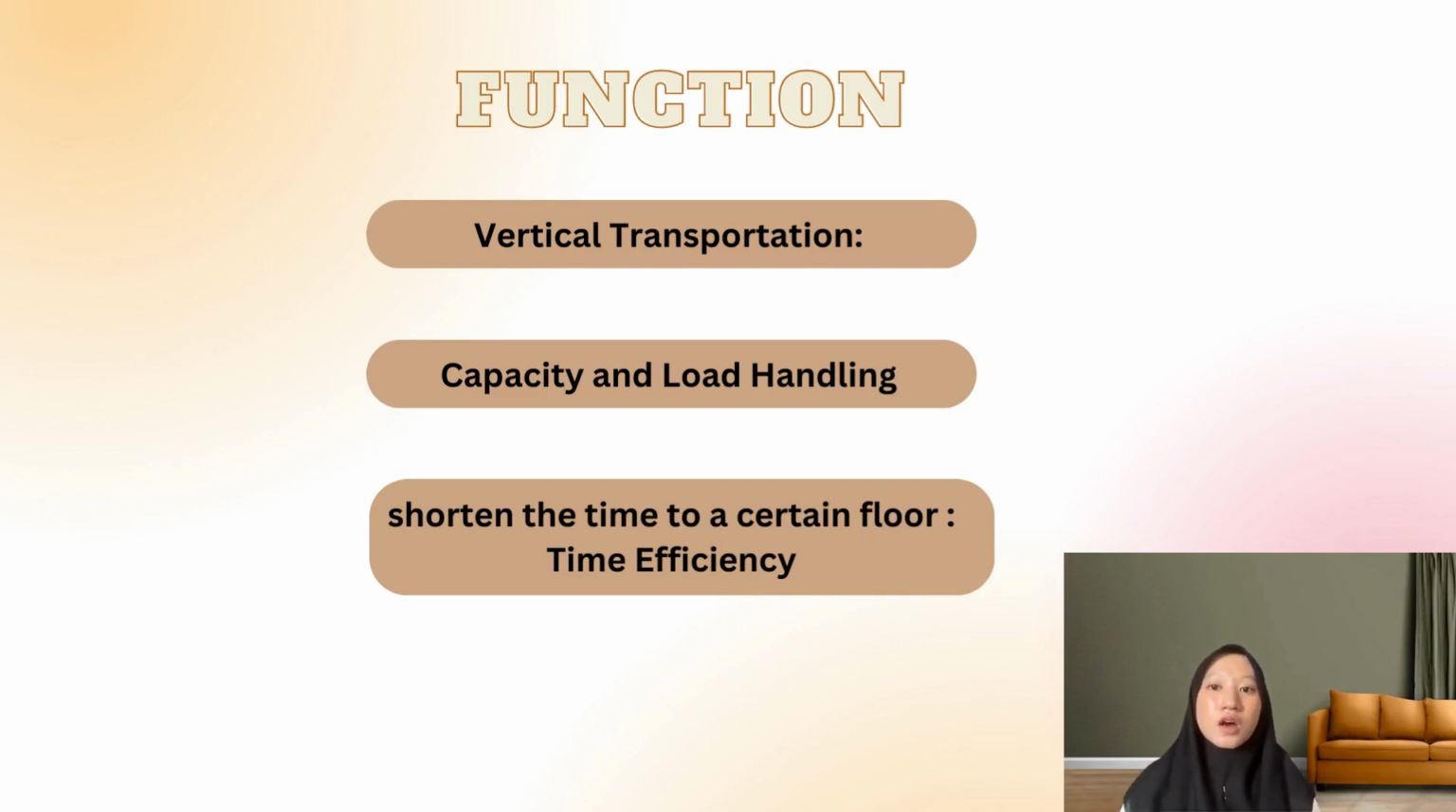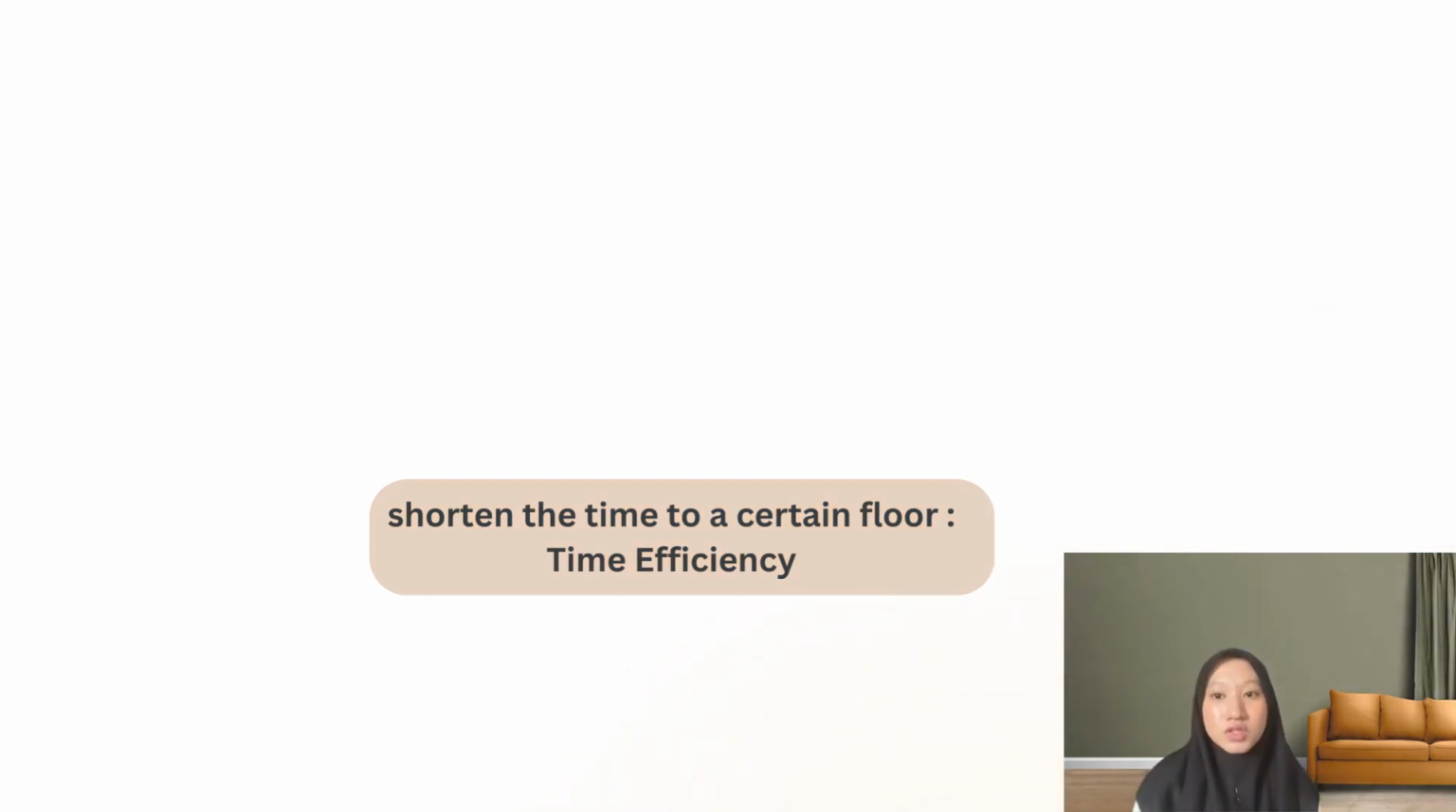The primary function of an electrical elevator is to transport people and goods vertically between different floors or levels of a building. Second one is capacity and load handling. Electric elevators are designed to carry different loads, ranging from a few individuals to large amounts of goods. Last one is to shorten the time to a certain floor. Time is efficiency. Electric elevators save time by quickly and efficiently moving passengers between floors.